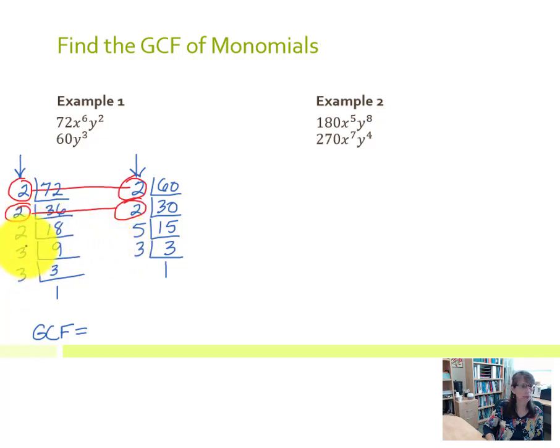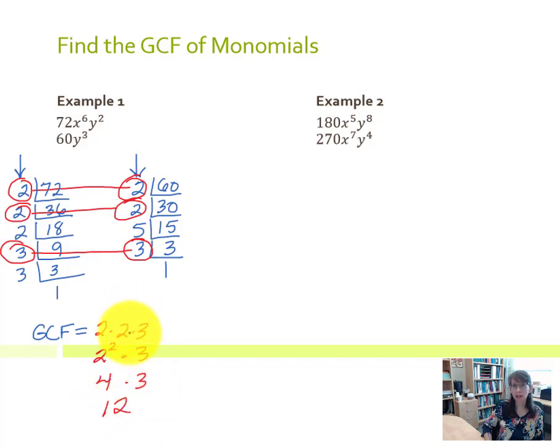How about 3? It looks like each of these coefficients had a factor of 3 in common. Is there another factor of 3 in common? No. And then I have a 5. Do both terms have a 5 in common? No. So only the ones that I've circled are the factors in common. 2 times 2 times 3. We could call that 2 squared times 3. That means 4 times 3, and that means 12.